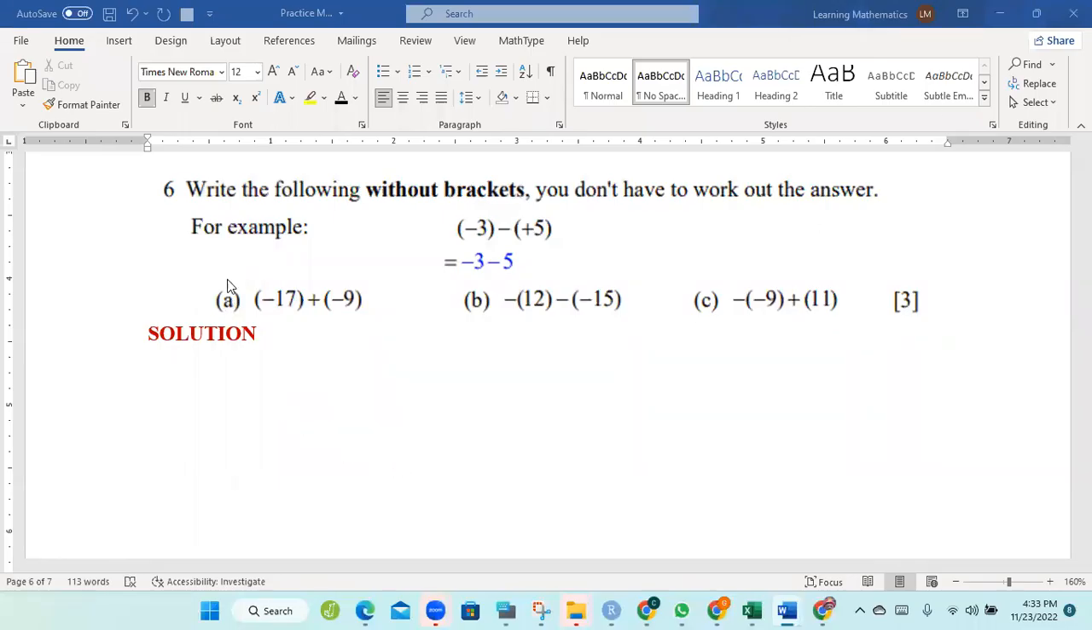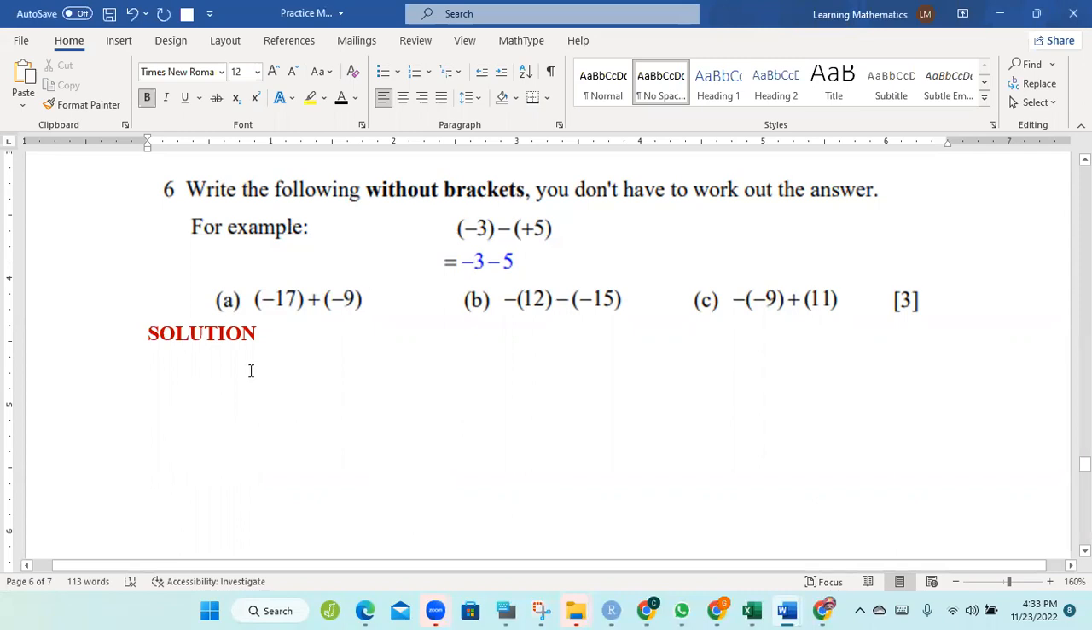This question says, write the following without brackets. You don't have to work out the answer. For example, you have a bracket -3 minus, and in a bracket you have a +5. So there's an invisible 1 outside there. So 1 by -3, and a -1 by 5 is 5. So it's -3 minus 5.